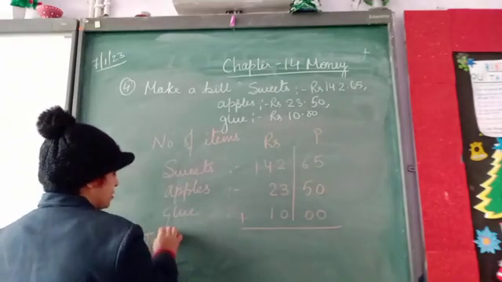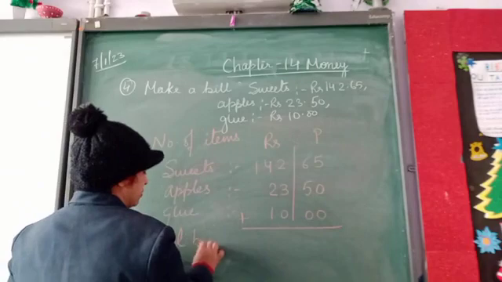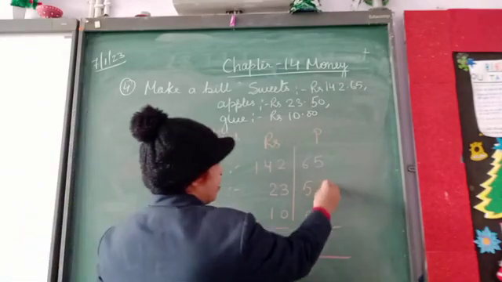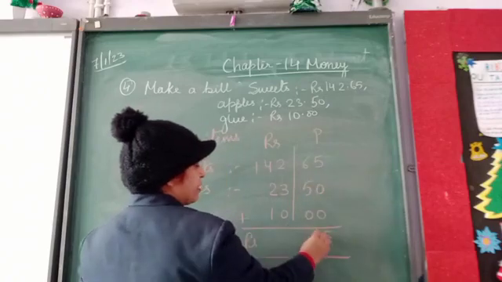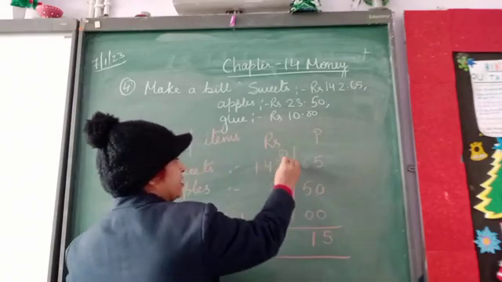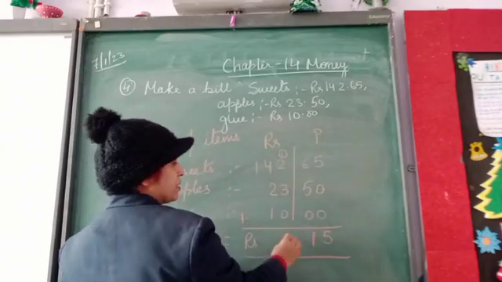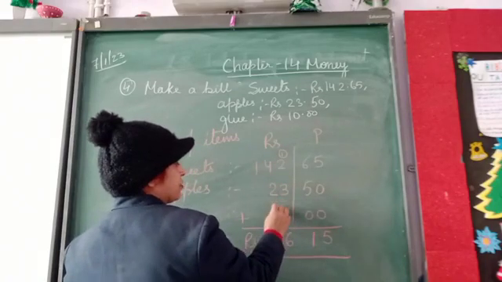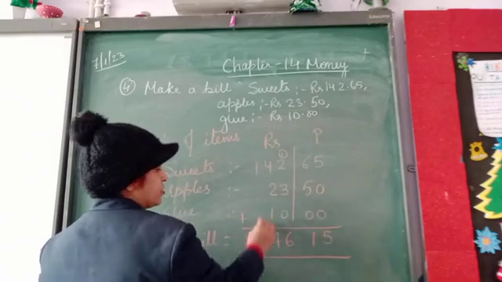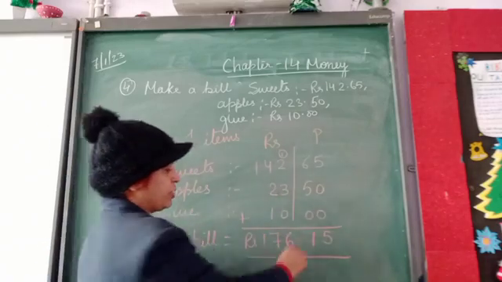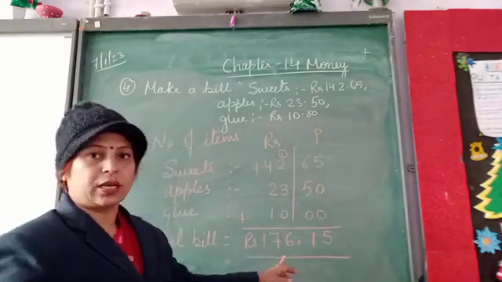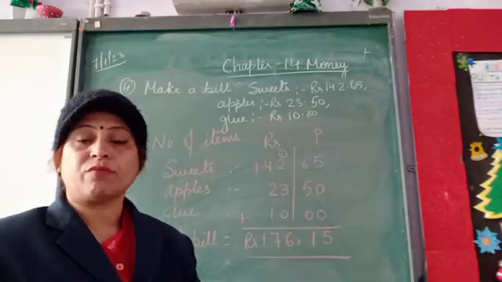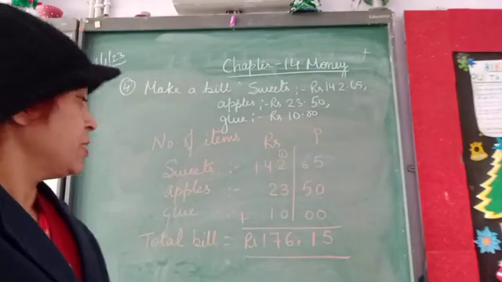Total bill, rupees. Now 5. 6 plus 5, 11. 1 here and 1 carry. 1 plus 2, 3. 3 plus 3, 6. And this is 7. And there is no number below 1. So here we will put the point. So what is the answer? 176 rupees 15 paisa. So the bill was 176 rupees 15 paisa.